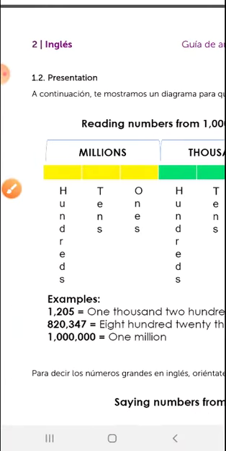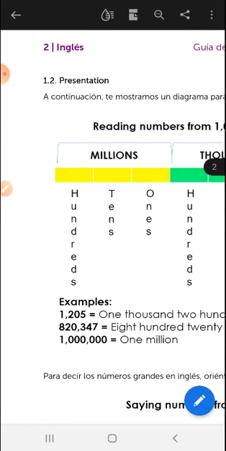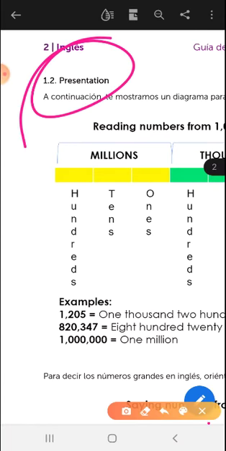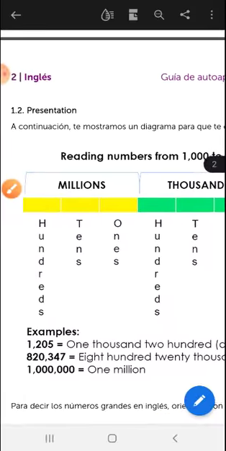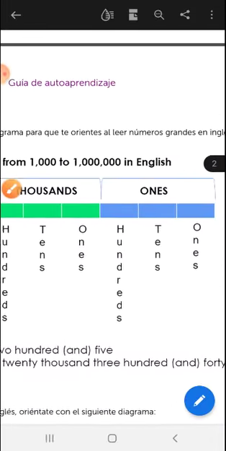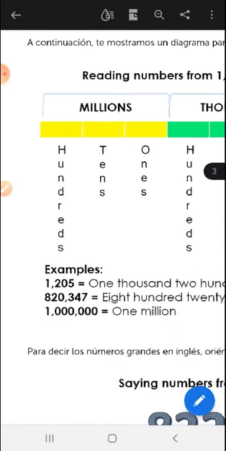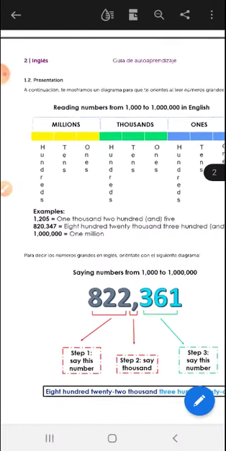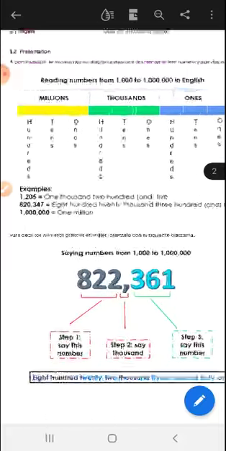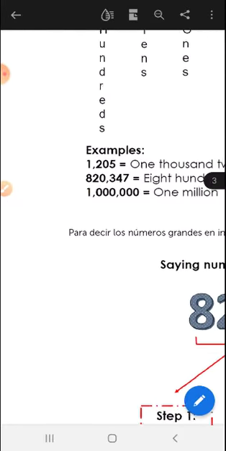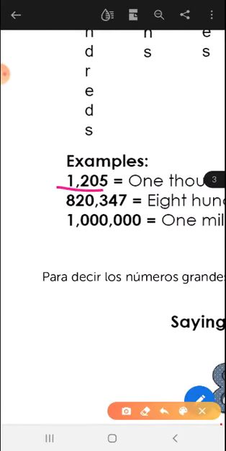Now, the following part is presentation. Here, presentation, okay? Let's read. A continuación demostramos un diagrama para que te orientes a leer los números grandes en inglés, okay? Imagine, for example, that you have to read this number, okay? Read this number, 1205. You have to read it in English, okay? How to say this number in English, okay?